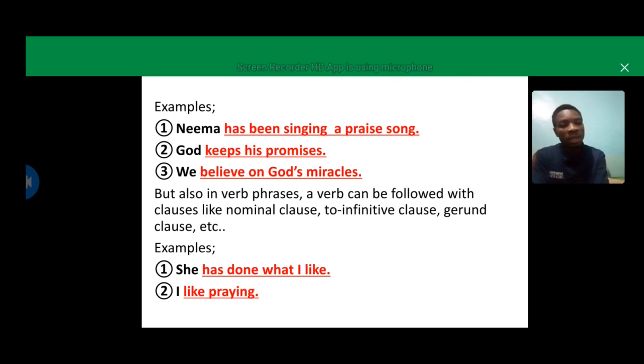Number 2, I like praying. So like praying is a verbal phrase in which a head word is like followed by gerund praying. And example 3, I want to go. So want to go is a verbal phrase in which a head word is a verb want followed by to infinitive to go.